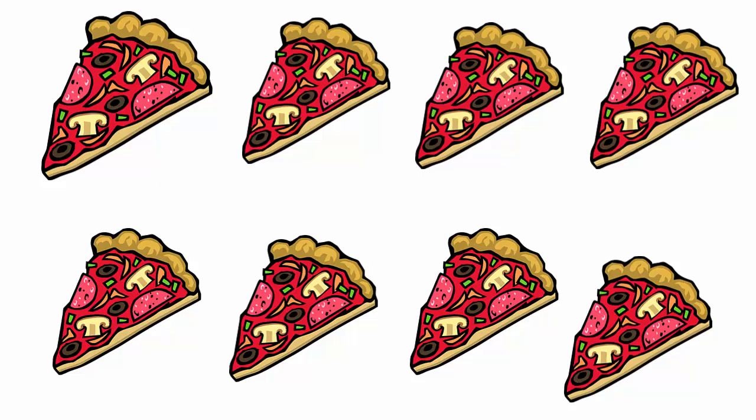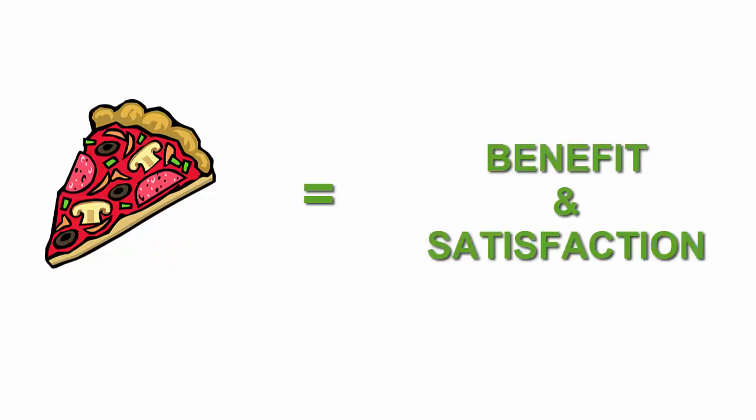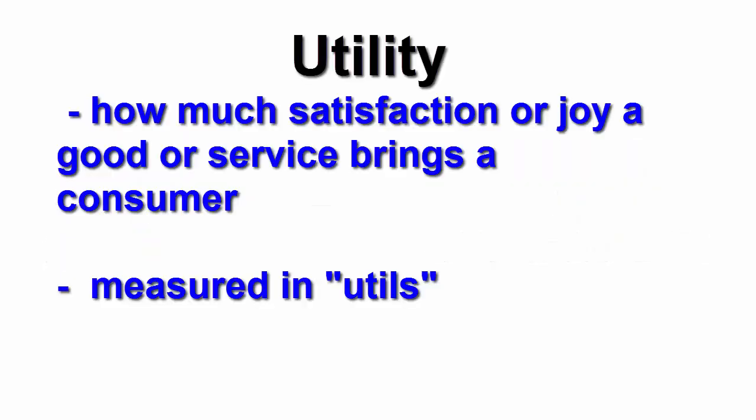The consumer quickly eats the first slice. That first slice of pizza brought some amount of satisfaction to this individual. We don't have a precise way to measure it, but it made him or her happy. Economists use the term utility to describe this happiness or satisfaction. There's no specific measurement of utility, so economists use a fictional measure called utils.